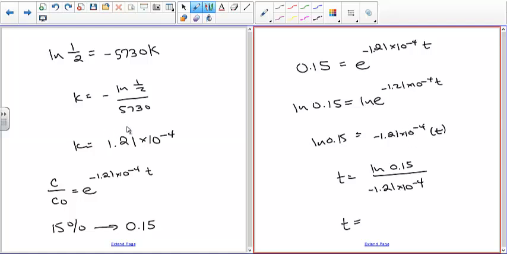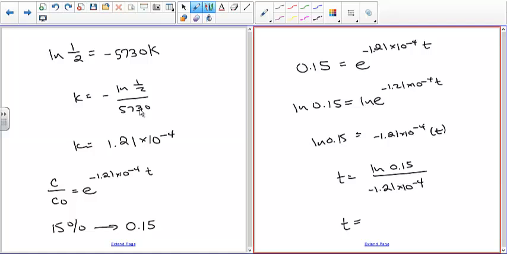And if you just think about it, if it takes 5,730 years to decrease to half, it'll take twice that amount to go to a fourth. And this is less than a fourth, so it should be more than 10,000. You know, if you double this, you're going to be about 11,000 years. So it's going to be greater than 11,000 years if we've done everything correctly.